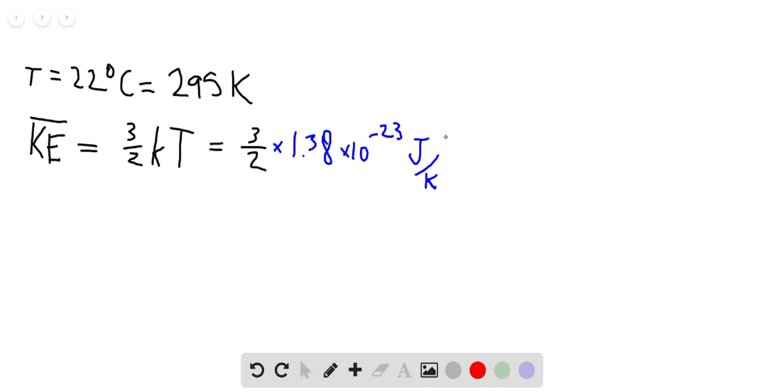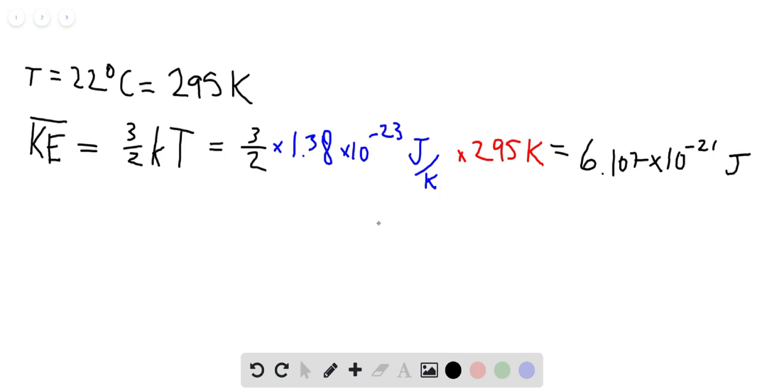And our temperature is 295. So this is equal to a tiny amount of 6.17 times 10 to the minus 21 joules. The question is, what speed would a 1 gram paperclip have if it had this kinetic energy?